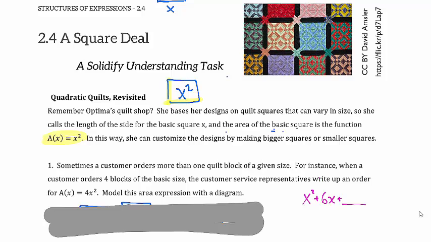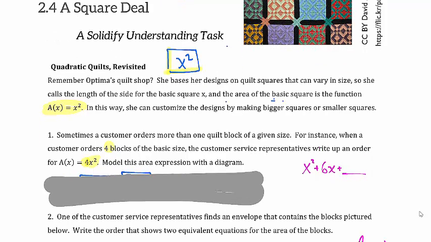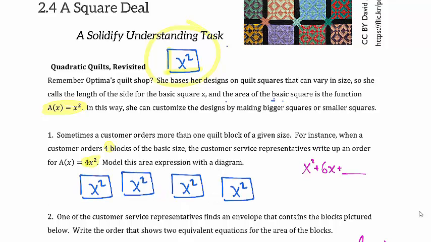Sometimes a customer orders more than one quilt block of a given size. For instance, when a customer orders 4 blocks of the basic size, they write up the order as 4x squared. Think about that. What would that look like? Well, if this is 1x squared, 4x squareds would be 4 separate quilts.